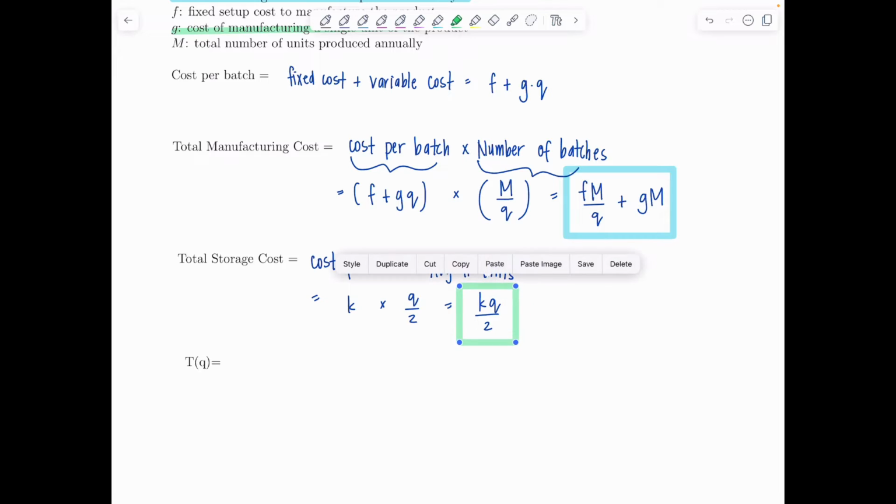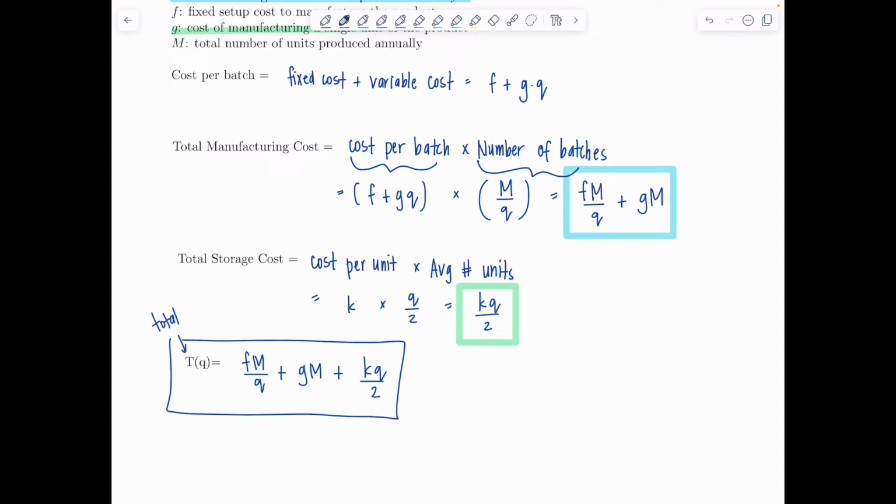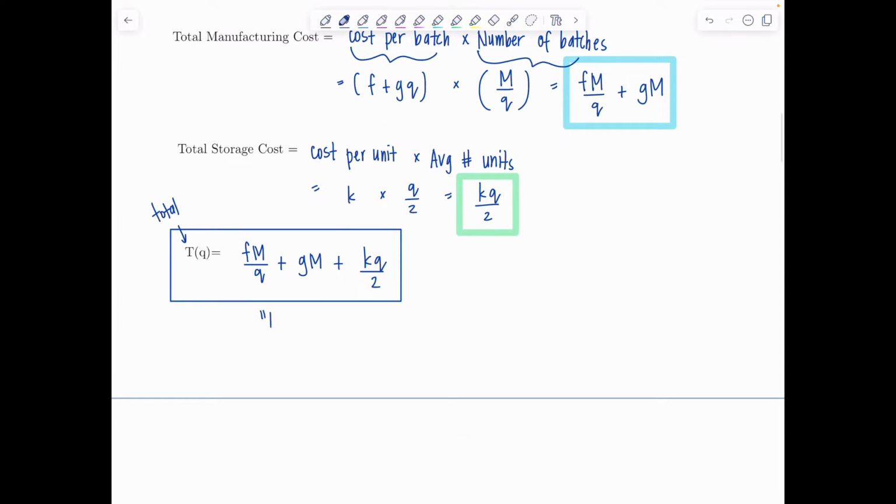So capital T of Q represents total cost, meaning total manufacturing plus total storage cost. So I'm going to add together these two quantities that we found earlier. That would be FM divided by Q plus GM plus K times Q divided by 2. There's my total cost, which includes total manufacturing cost and total storage cost. Well, what do you think we're going to be asked to do often? We're going to be asked to minimize the total cost. That's what every company wants to do.